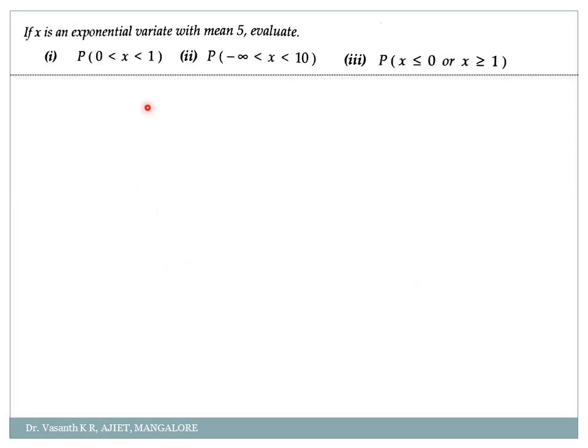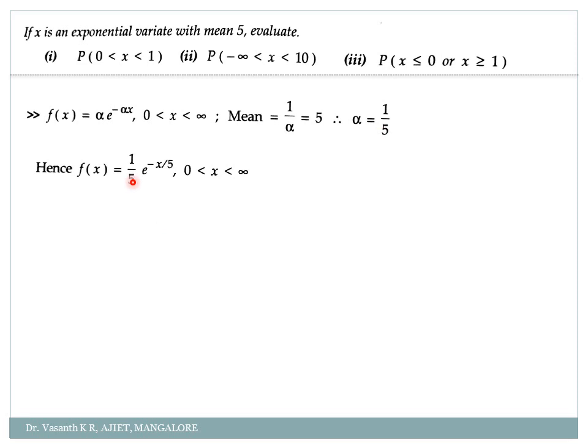Okay, if x is an exponential variate with mean phi, evaluate the following. So mean phi means I can get the value of alpha. So alpha is 1 by phi. So my function will become 1 by phi into e to the power minus x by phi. And this is just like a practice for you, my dear students. Now tell me, how will you find this value?